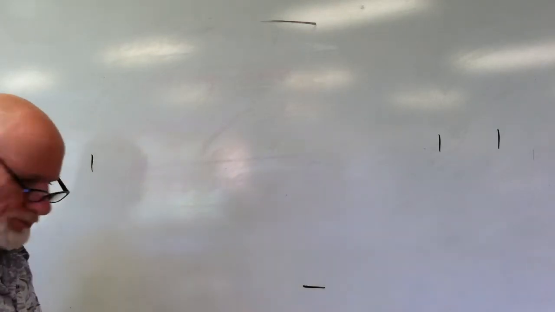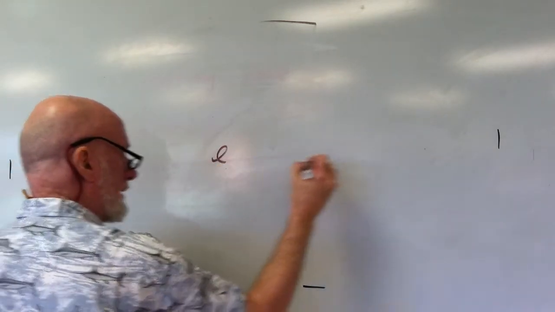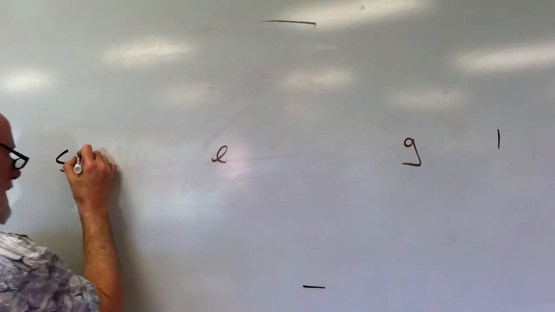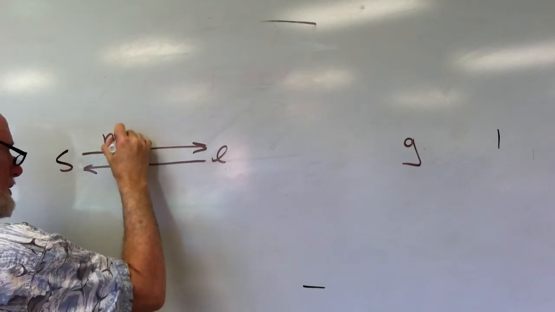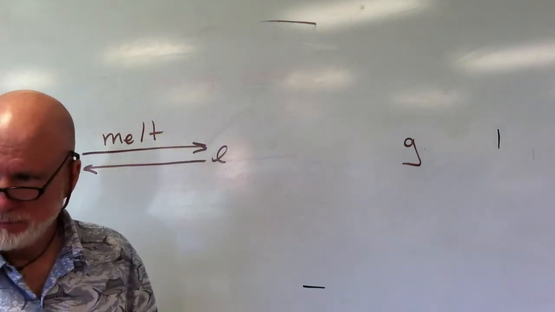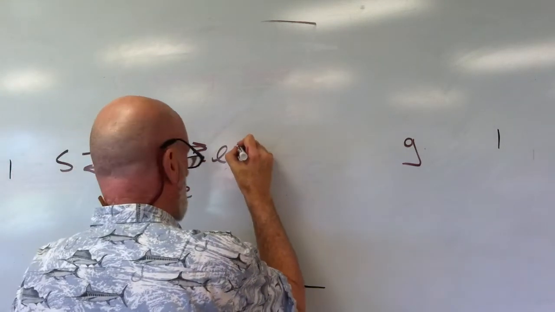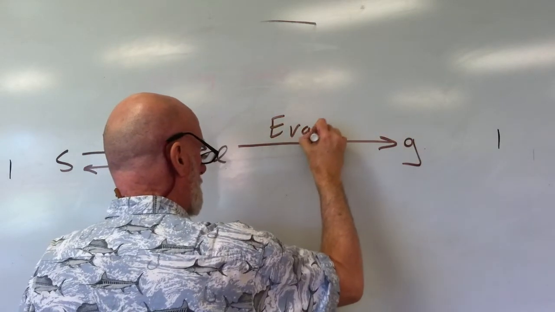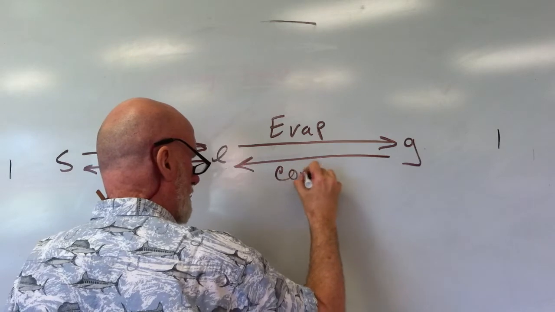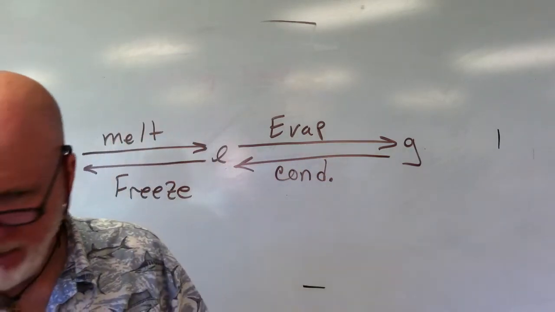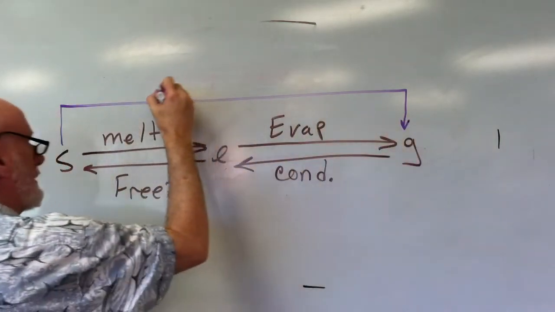Okay, now, three things: solid, liquid, gas. Solid to liquid is called melting. Liquid to solid is called freezing. Liquid to gas is called evaporation. Gas to liquid is called condensation. If I'm going to go from solid to gas, it's called sublimation.